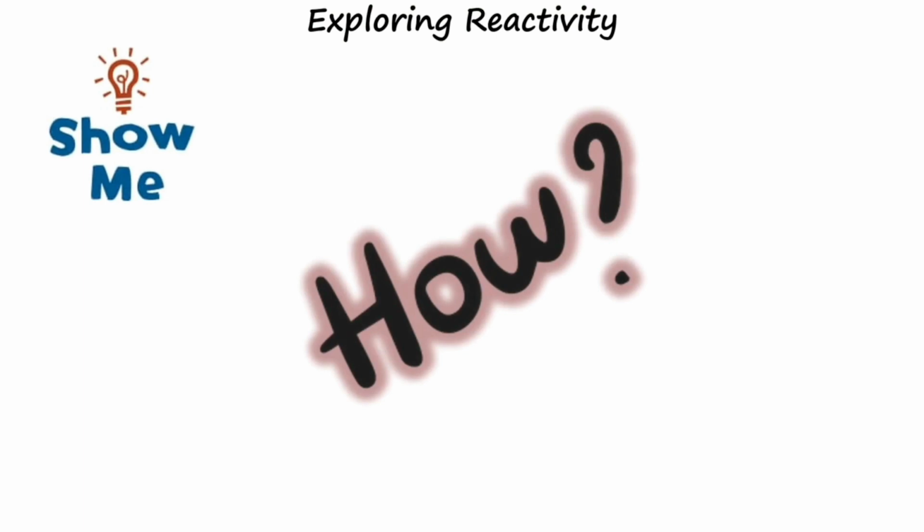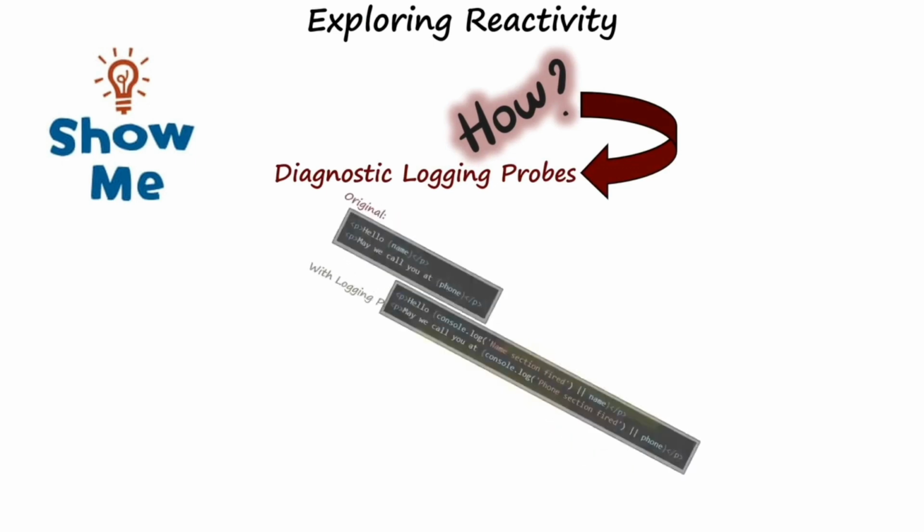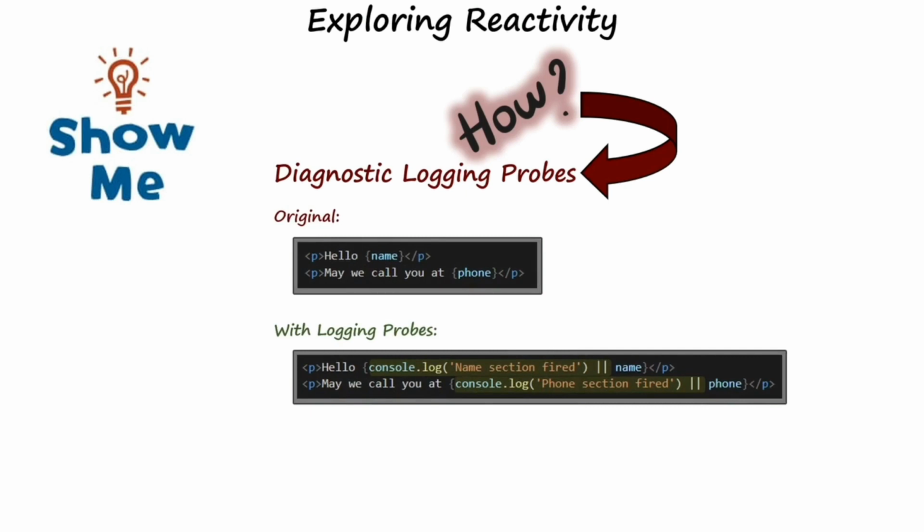Well, at first glance, this seems like a difficult task because Svelte is in control of this, not us. So how can we accomplish this? Well, it turns out we can use a common developer trick to logically OR a console.log prefix to each of our snippets. So here's our original HTML markup with the production expressions in these HTML snippets. And then the second section shows what it looks like if we add the diagnostic logging probes.